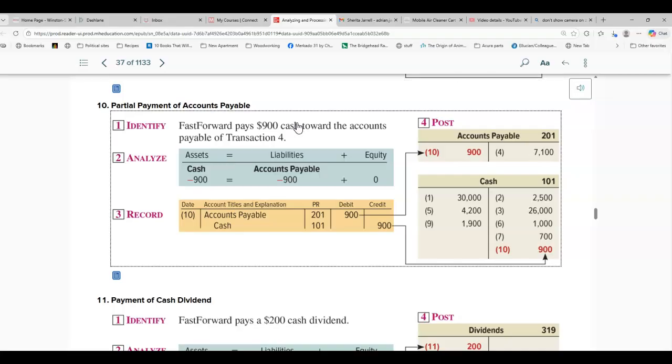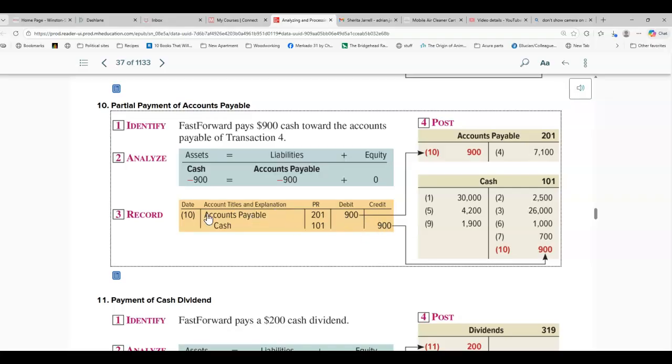Okay, we paid $900 cash towards accounts payable in transaction 4. Cash is decreased, also accounts payable is decreased. We don't have to record the expense again or the purchase of supplies or whatever. We are going to record it as a debit to accounts payable. Now in this case, liability accounts are decreased by debits, and we're decreasing accounts payable here, so we're going to debit accounts payable. Cash is an asset decreased by credits. We're going to decrease it by crediting that account.